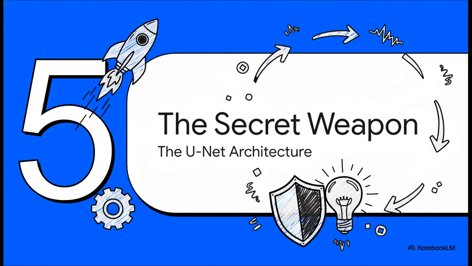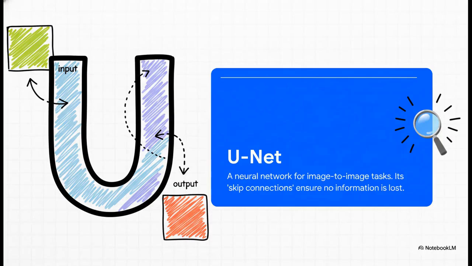But for this whole refinement process to actually work, the AI needs a secret weapon. It needs a very particular kind of digital brain that's built for exactly this kind of job. And that brain is called a UNet. It's a type of neural network that is absolutely fantastic at image-to-image tasks. The real genius here is something called skip connections. Think of it like this. As the AI is processing the image, these skip connections are like little express lanes that carry crucial, fine-grained details from the early stages directly to the later stages, making sure nothing important gets lost along the way.